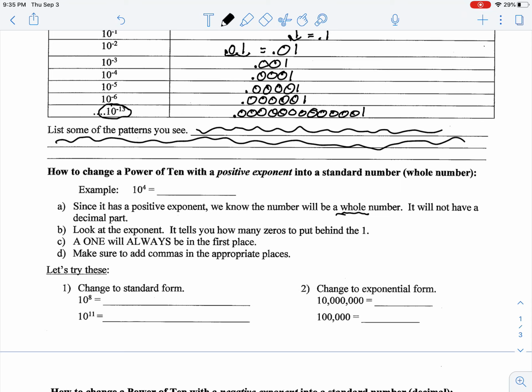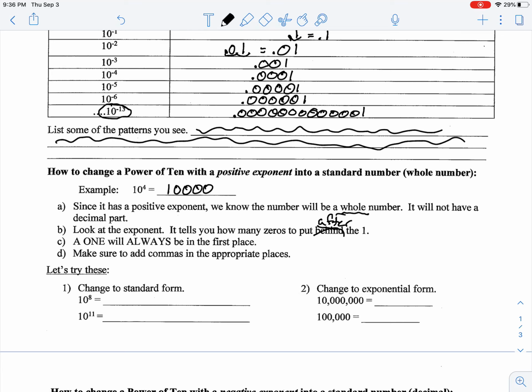We're going to take a look at the exponent, and it's going to tell us how many zeros we put after the 1. Since we have an exponent of 4 here, we're always going to have our 1 be the first number, and since our exponent is 4, we're going to have 4 zeros. So 10 to the 4th is 10,000.